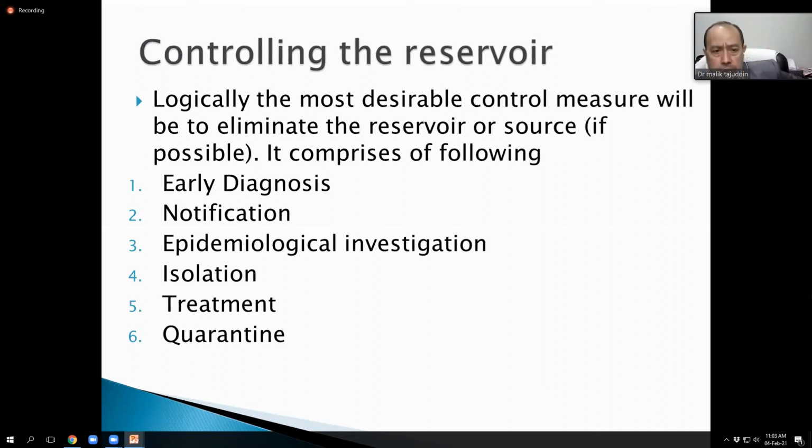Diagnosis you will have understood, but what is notification? Notification is a thing which comes under HMIS. What is this HMIS? These are the statistical reporting of the diseases. Health Management Information System, HMIS.